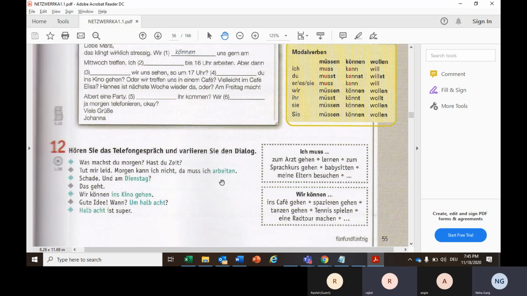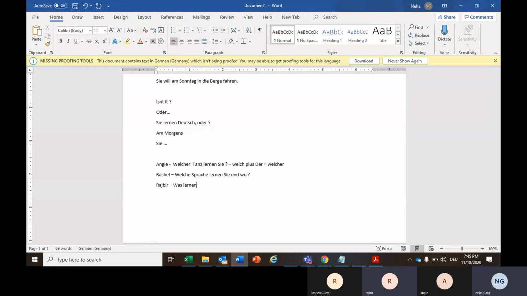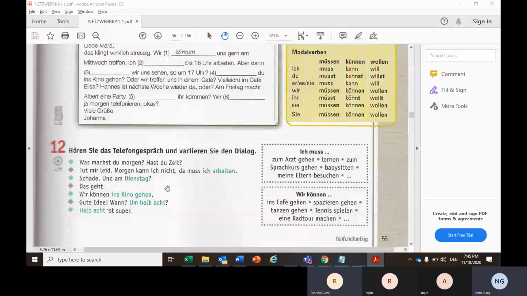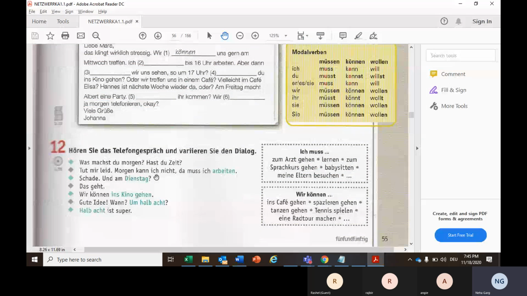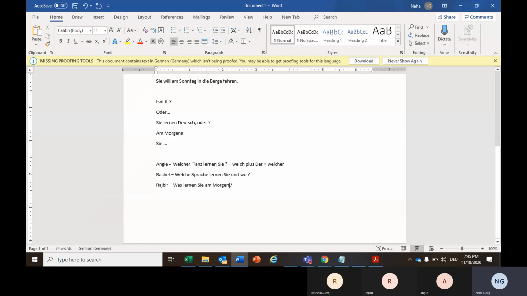Sie müssen lernen, ich muss lernen. Okay. Lernen Sie am Morgen, or maybe any day which you might have considered that on that particular day you cannot go. Was lernen Sie am Morgen? Und wie? So here I'm just increasing the complexity of the question a little, adding two questions in one go.